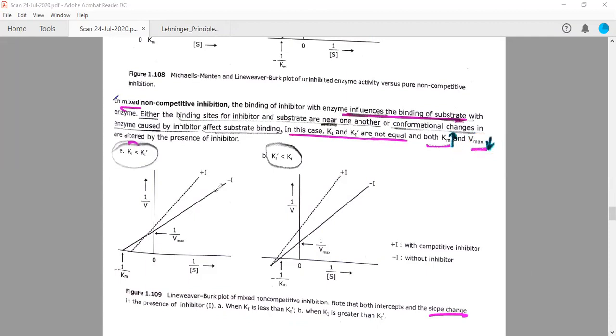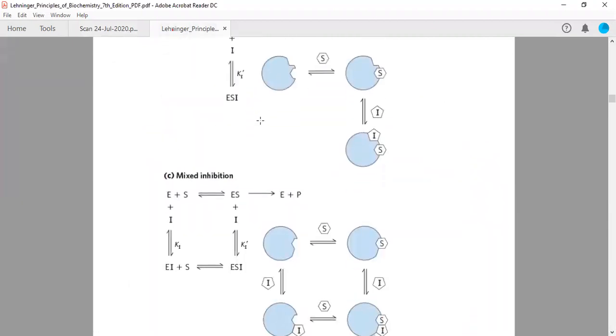So how will we explain with the help of these two plots? Both are LP plots, double reciprocal plots. So they have plotted 1 upon V versus 1 upon S in both the cases. Now assume this Ki. What is Ki?